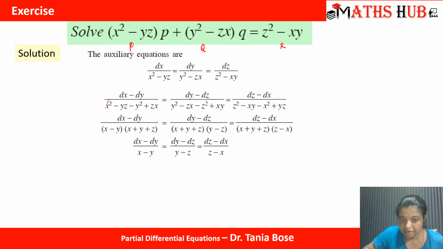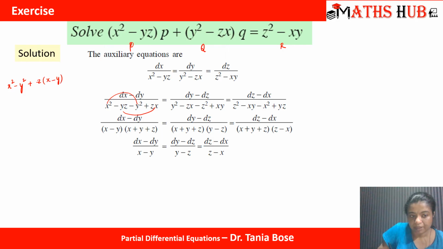Now let's combine x squared and y squared, and yz and zx. So when you combine x squared and y squared, we will get x squared minus y squared. And from these two terms, I can take z common and I will get z times x minus y. So x minus y is common. What is left inside? We will get x plus y plus z. So this is the term we are getting here, right?